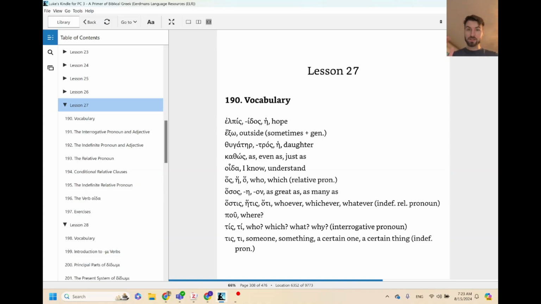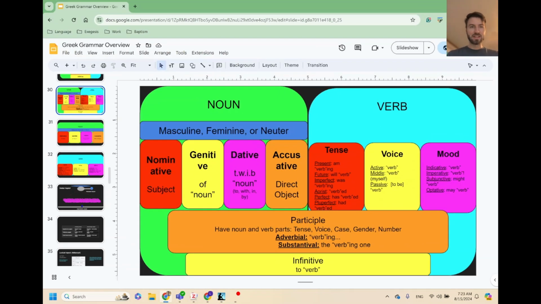Okay, the next chapter is lesson 27. And here is the good news about lesson 27: looking at everything that we need to know about Greek, you have learned everything you need to know about nouns. You know that nouns come in masculine, feminine, neuter gender. You know that they have 4 different cases: nominative, genitive, dative, accusative.